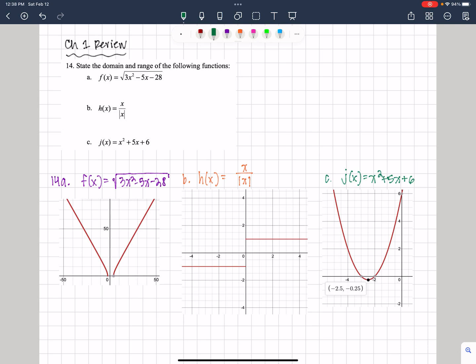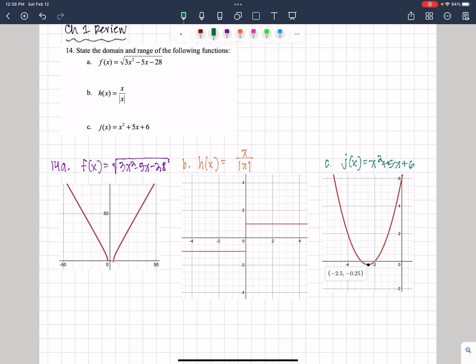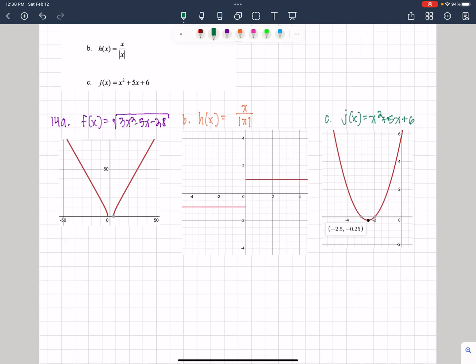When finding domains and ranges of functions, it's easiest to do this if you're able to recognize the graph. And if we can't recognize the graph, we use our graphing utility as a tool to graph and find out what the function is looking like, what it represents on a coordinate plane. So our first example, 14a, says f of x equals the square root of 3x squared minus 5x minus 28.